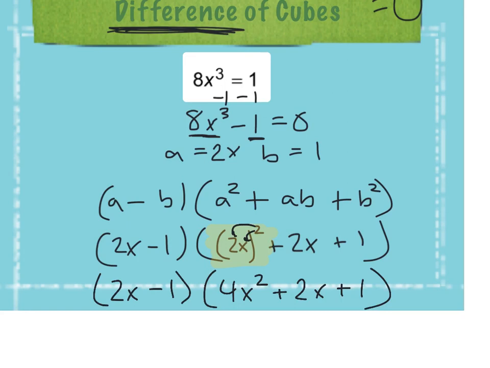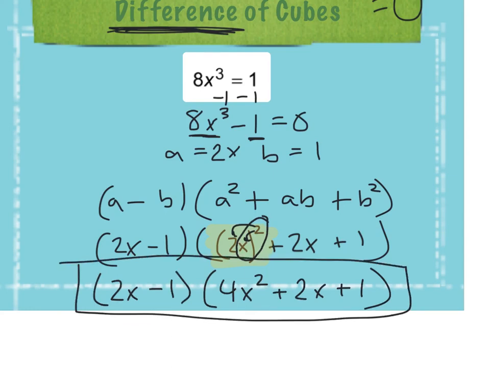Wait, why'd you keep the square? I kept the squared because it's x squared here. Well, we can't simplify because we need to square the 2 and we need to square the x. So when we square the 2, it becomes a 4. But when we square the x, it's just x squared. So this is our final answer.